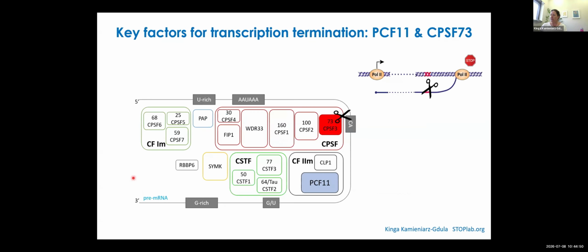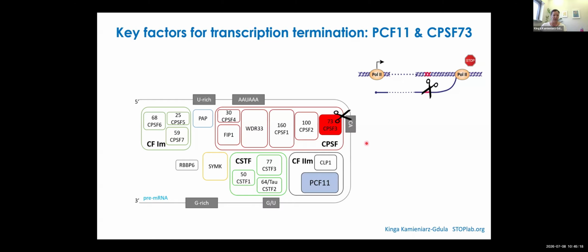And the two main characters here are two proteins that are really key for transcription termination, but they're also involved in 3' processing. The first protein, CPSF73, is the endonuclease, which is the protein which cleaves the pre-mRNA at the 3' end, but it doesn't do it by itself.